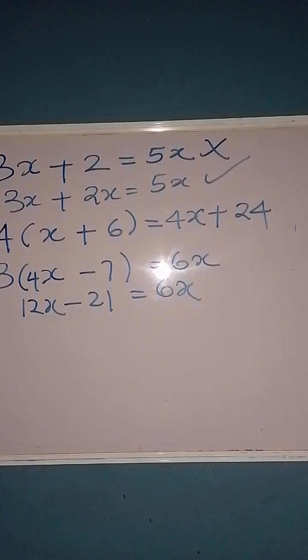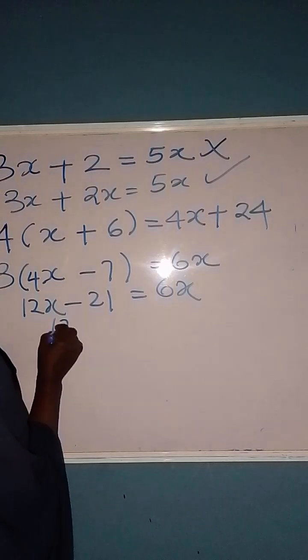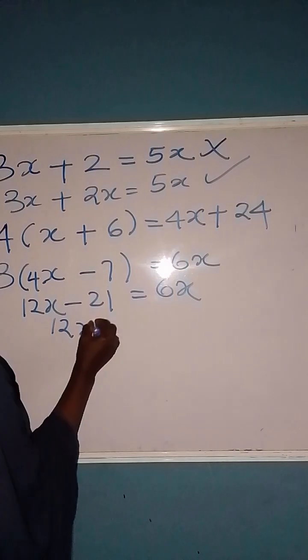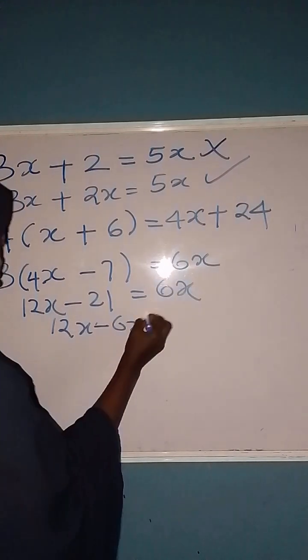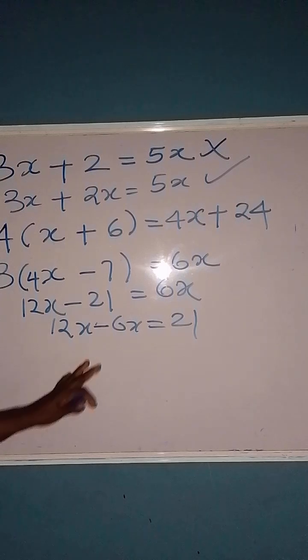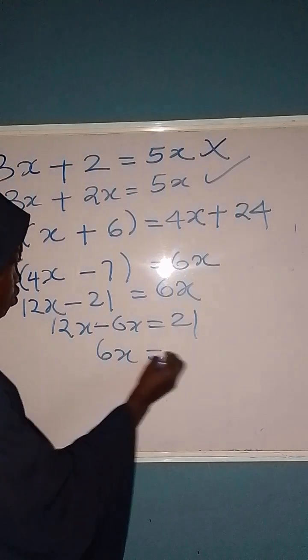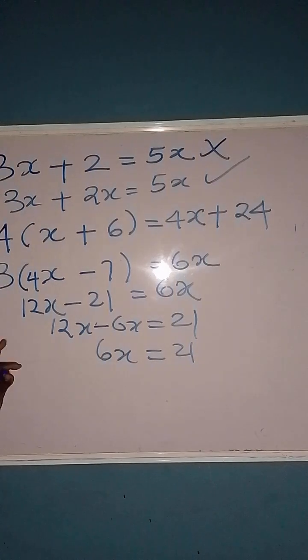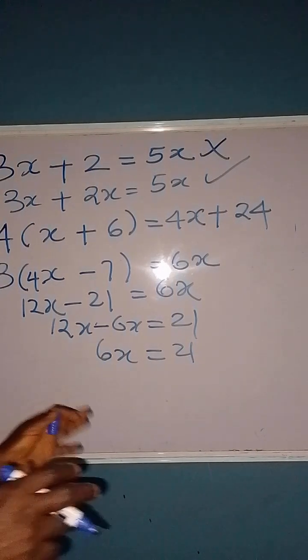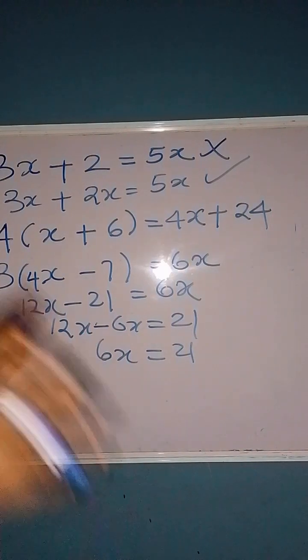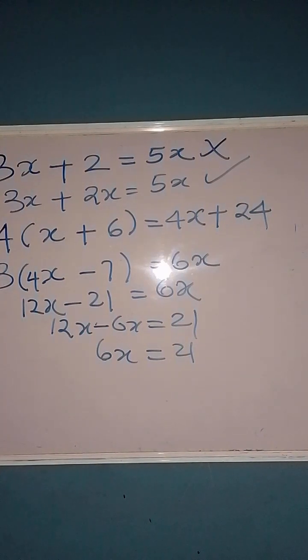Now the next thing I will do, to make this equation okay in terms of polynomial, is that 12x and 6x will come here: minus 6x, and this 21 will come, so this one will be plus 21. As you can see, I collected the like terms. So this one now equals 6x, while this one equals 21. It's still 21. So you should know how to collect like terms.